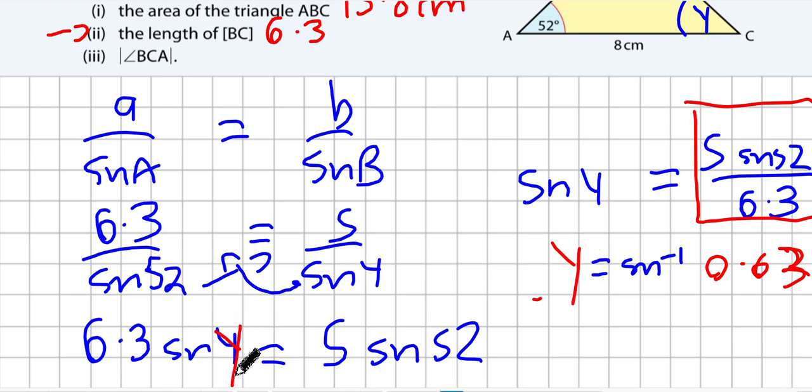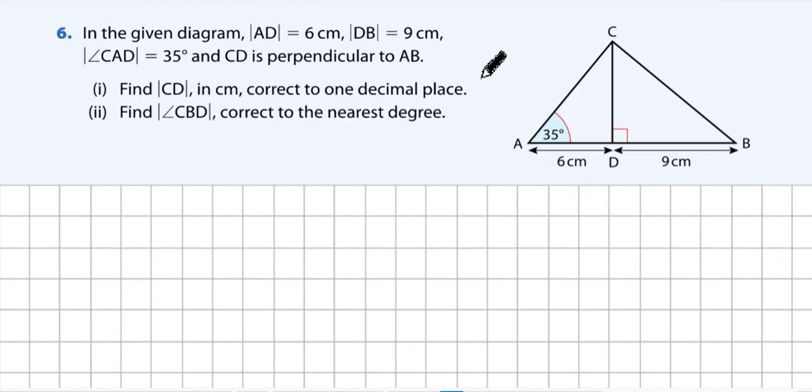Sin Y. I'll use a different color for it now, right? Y. Alright, what did you get for the angle then? Did you get the angle? 39. Always has to end with a sin inverse.